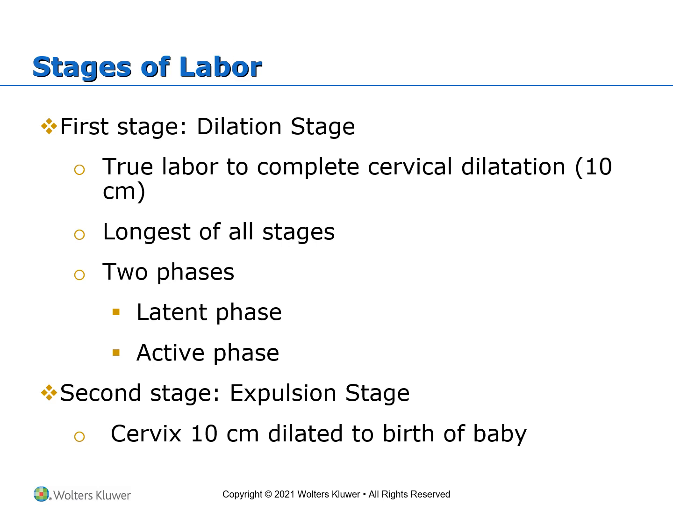So there are stages of labor. In the first stage, the pain is basically due to cervical dilation and distension of the uterus and cervix. It begins with the onset of contractions, so that's the true labor, and it ends when the cervix is completely dilated at 10 centimeters. It's the longest of the stages, and it's divided into two different phases.